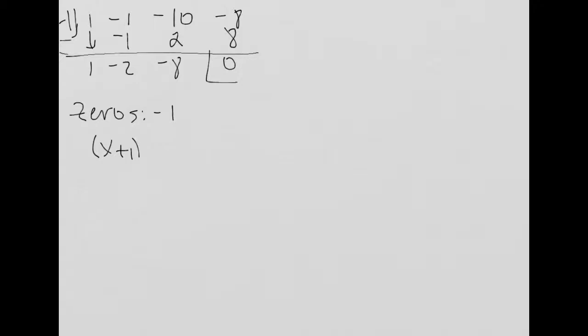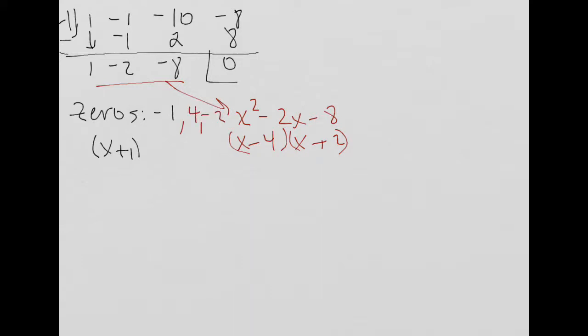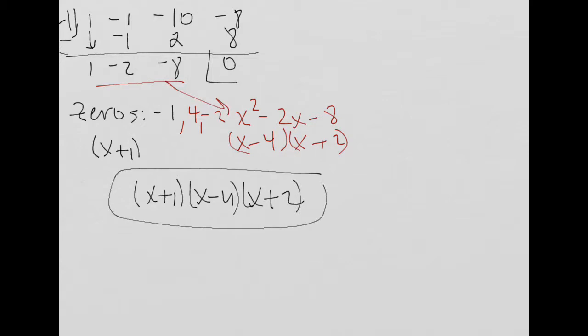Okay, let's look at the result. How do I write that? x squared minus 2x minus 8. Again, we're factoring it. So it's -4 and +2. So my other zeros are 4 and -2 if I was to solve it. So my whole factored form would be x plus 1, x minus 4, x plus 2. And then here are all my zeros.